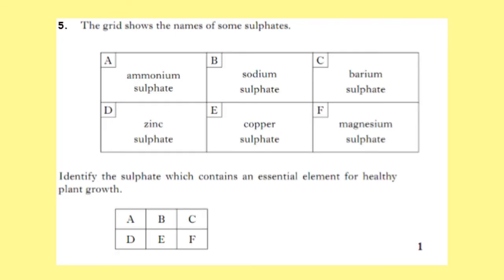And our final question: identify which sulfate would contain an essential element for healthy plant growth. Which one of those letters, A, B, C, D, E, or F, would contain an essential element for healthy plant growth? So the answer for this one is A. It might seem confusing, but you need to remember that ammonium contains nitrogen, and therefore nitrogen is one of the essential elements and can make that compound a fertilizer. Sodium, barium, zinc, copper, and magnesium are not essential elements, nor is sulfur in sulfate, and ammonium is the only thing containing an essential element, so that's our answer.